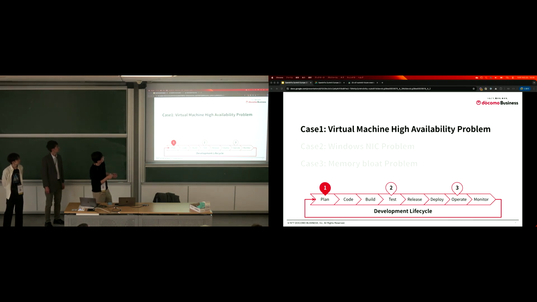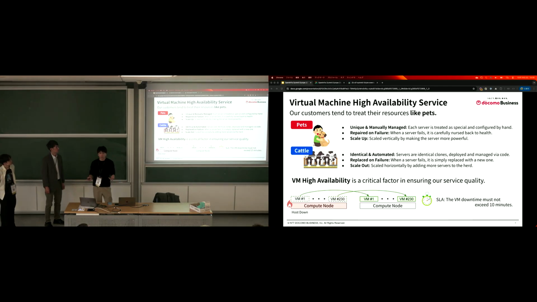Case 1, virtual machine high availability problem. Are you familiar with the pets versus cattle analogy for cloud resource management? In the pet model, we treat our resources like household pets, nursing them back to health when they fail. In the cattle model, resources are managed as a herd, not individually. And the cattle model is often ideal in the cloud.